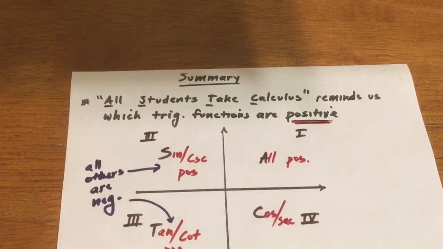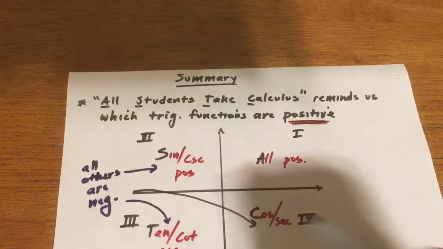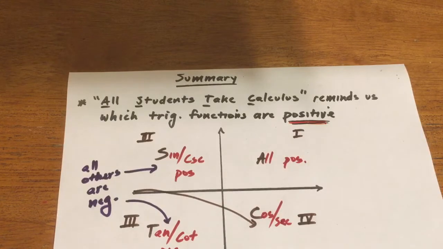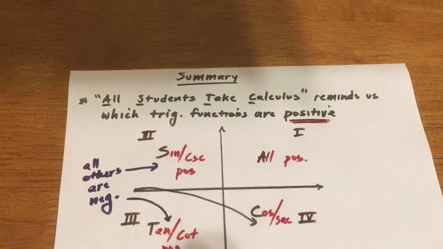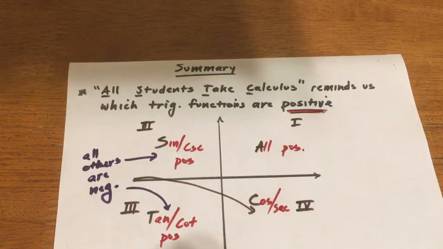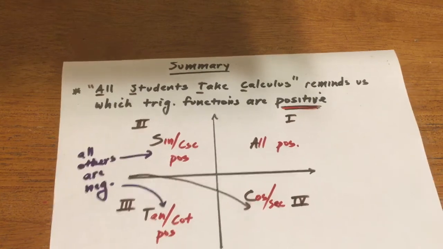And all the other trig functions are negative in addition. So this is going to help us with a lot of problems. Let's go ahead and take a look at some of those underneath the squiggly line.